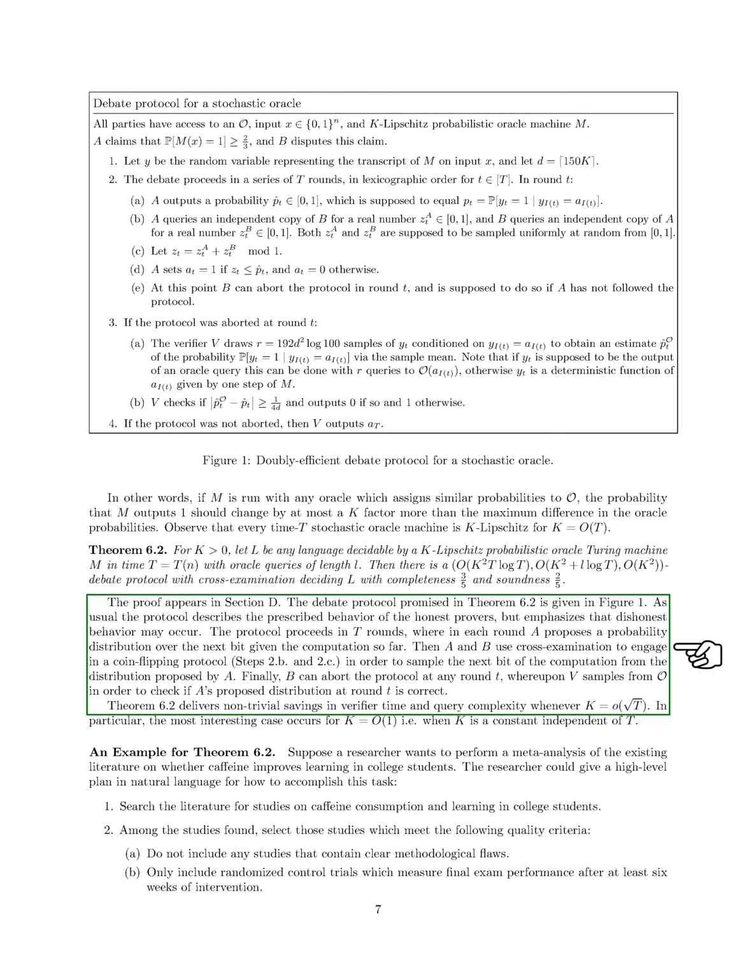The protocol describes the prescribed behavior of the honest provers, but emphasizes that dishonest behavior may occur. The protocol proceeds in rounds, where in each round one party proposes a probability distribution over the next bit given the computation so far. Then both parties use cross-examination to engage in a coin-flipping protocol in order to sample the next bit of the computation from the distribution proposed. Finally, one party can abort the protocol at any round, whereupon the verifier samples from the oracle in order to check if the proposed distribution at that round is correct.